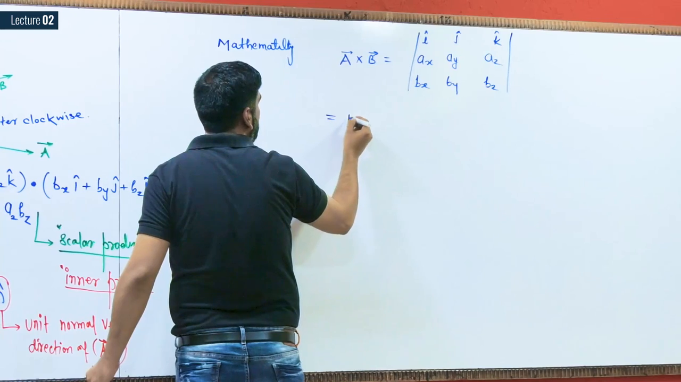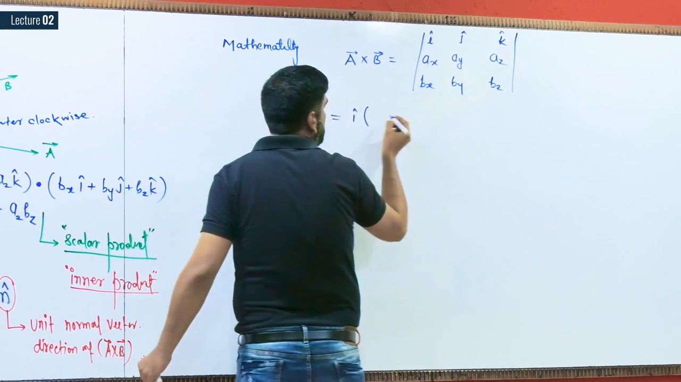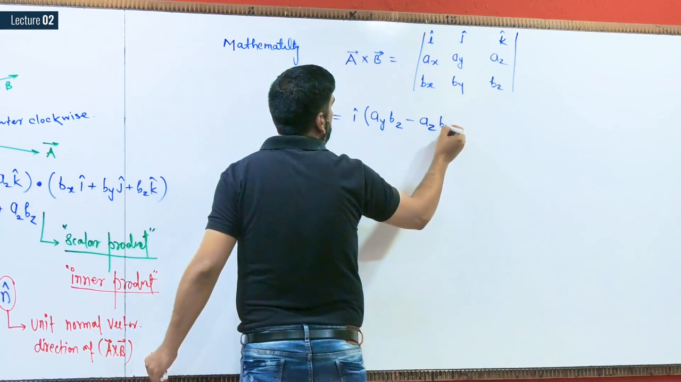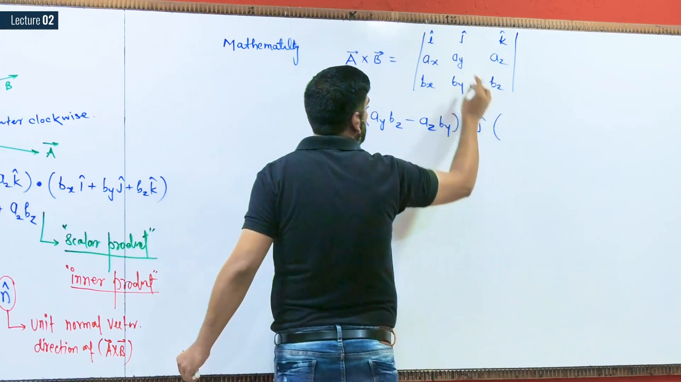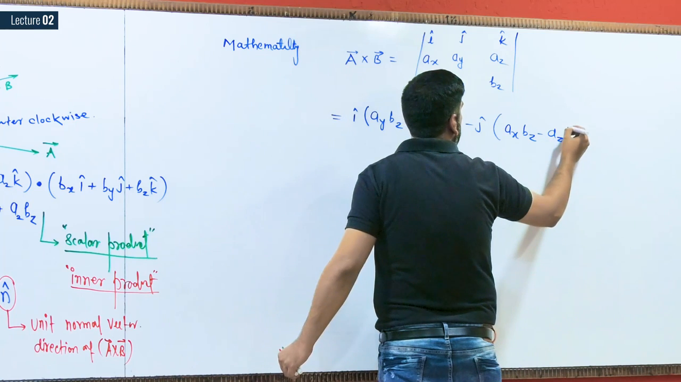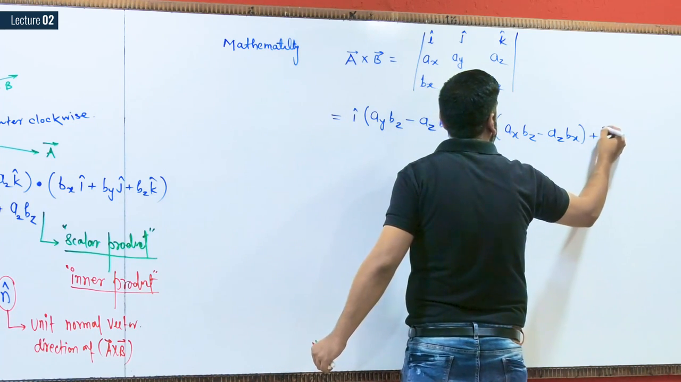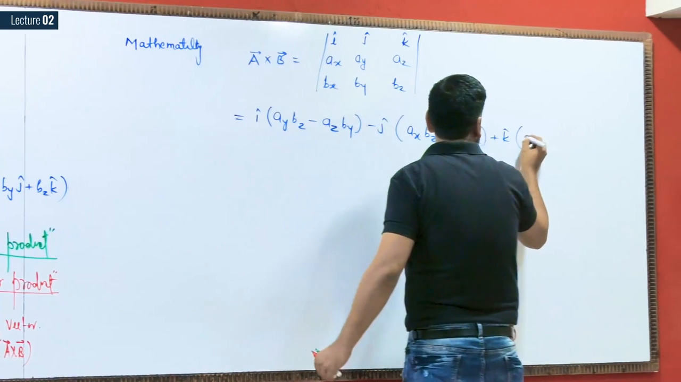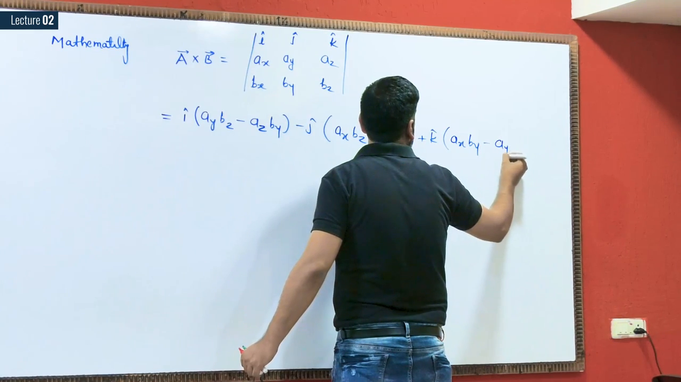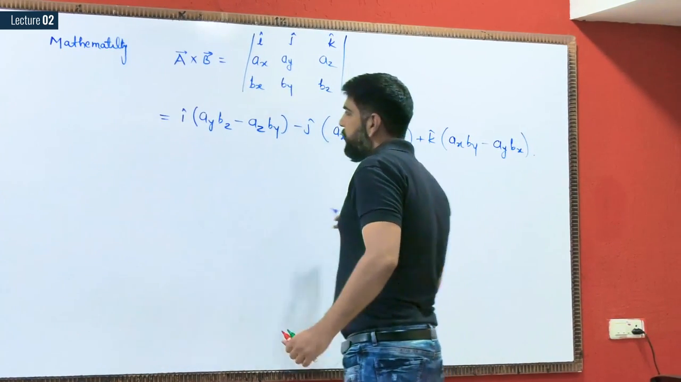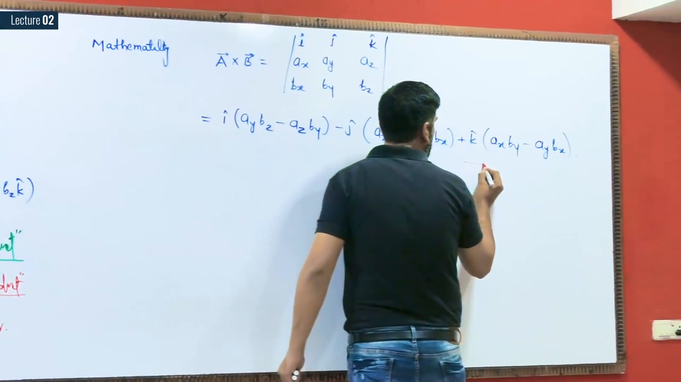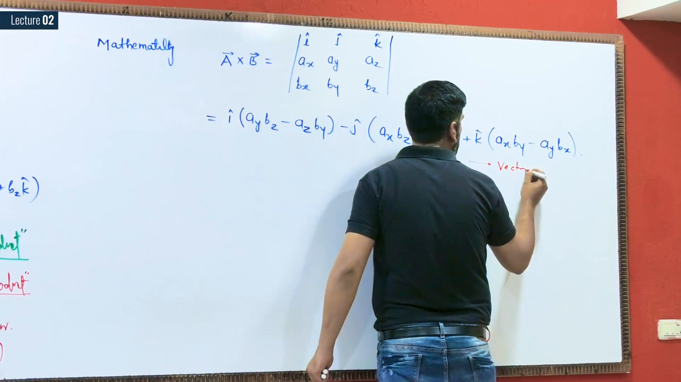The determinant we have done in linear algebra. So this multiplied with this: Ay Bz minus Az By. And minus j, what we are having is Ax Bz minus Az Bx. And now plus k, Ax By minus Ay Bx. So here i cap, j cap and k cap represent that it is a vector quantity.